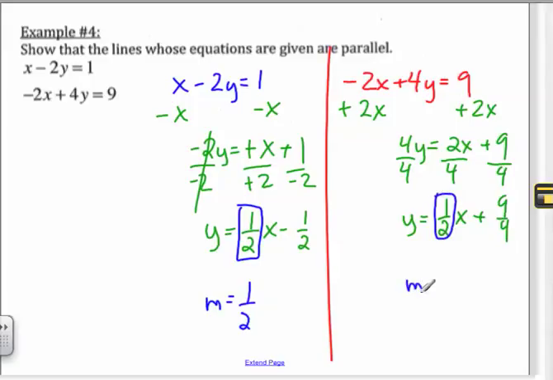1/2. Okay, so now Eric has shown us that these two equations are parallel because he's shown us that they both have a slope of 1/2, so they have to be parallel. And they just have different y-intercepts. All right? Great job, guys. You ready for your homework?